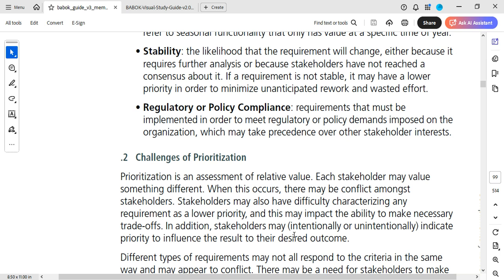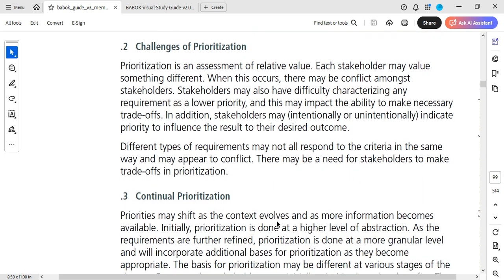Regulatory or policy compliance: requirements that must be implemented in order to meet regulatory or policy demands imposed on the organization, which may take precedence over other stakeholders' interests. So this one, there's no two ways about it. We have to get it done.